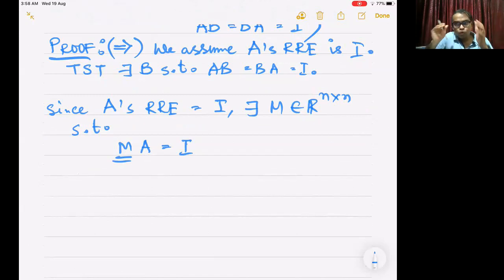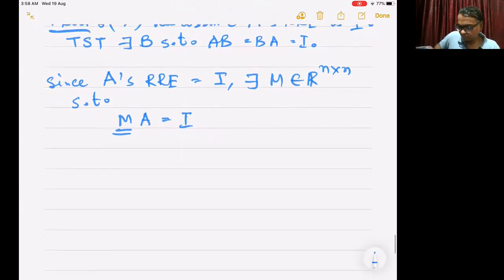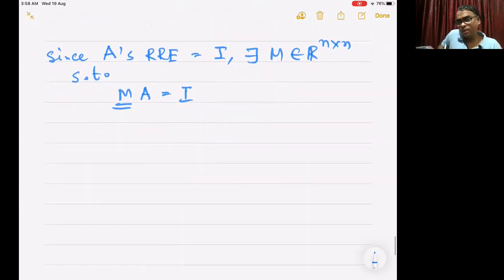So far you may have seen only one inverse, but there are these two inverses also. We'll see later on that there are cases when only left inverse exists, right inverse doesn't, or only right inverse exists, left inverse doesn't. But we'll see those things later. Coming back to this situation where we have M times A equals identity, we have the left inverse, but what about the right inverse?